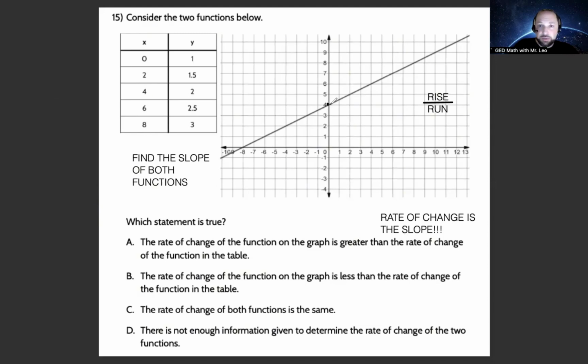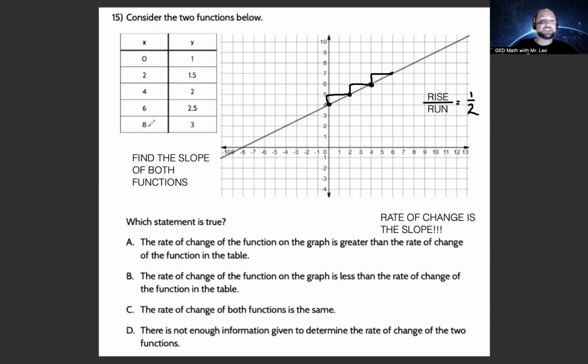Rise over run. So pick any two clear points on the graph. I see a nice clear point here, and then I see some right here. And I see a pattern, nice steady pattern. To me, it looks like it's going up 1 over 2, up 1 over 2, up 1 over 2. Therefore, I would say the slope on the graph is 1/2.